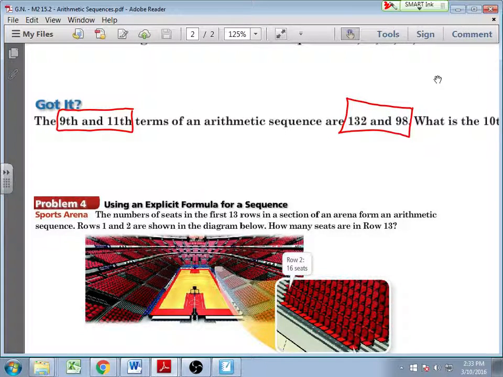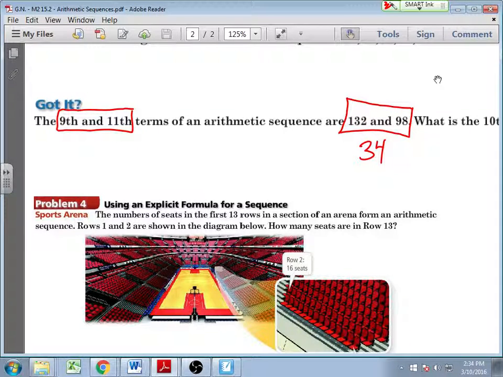These are 132 and 98 respectively. So Wyatt, do you know what we do here? You subtract 98 from 132. What'd you get? 34. Now, are we going to talk about that 34 as a positive or a negative?